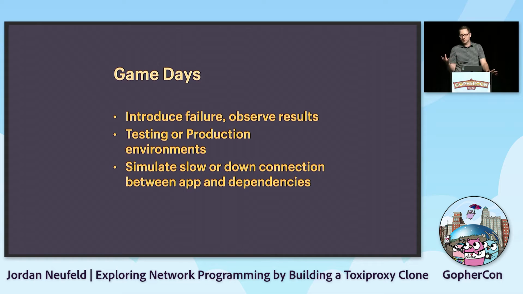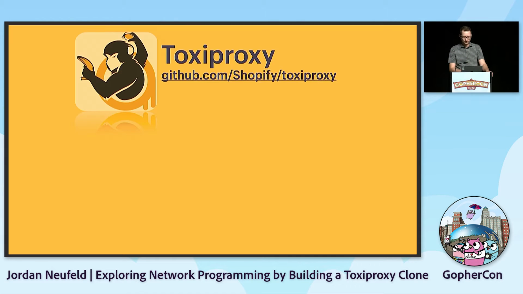So what do these experiments look like, right? Practically, one of the ways that we do this is by simulating a slow or down connection between, say, a web app and its dependencies. This might be between a web app and a MySQL database, or a web app and a cache like Redis, or a web app and a remote HTTP API, for example.